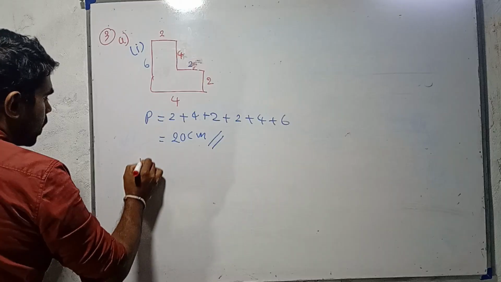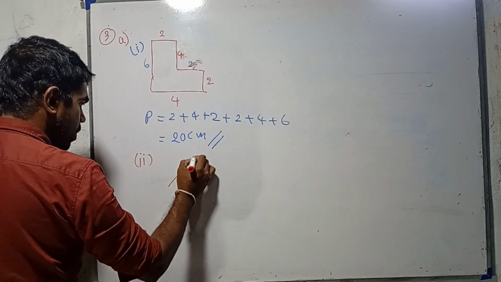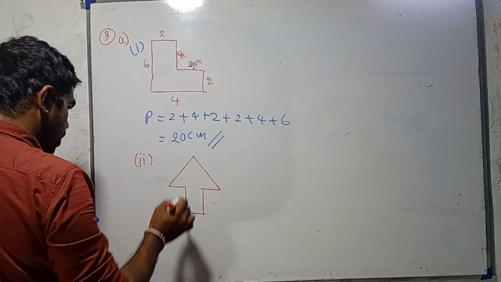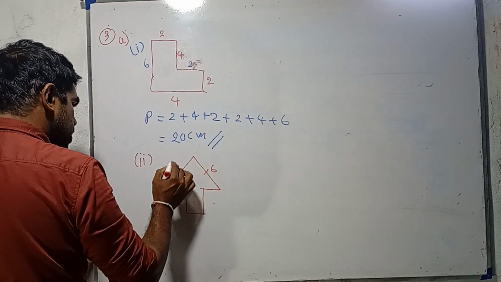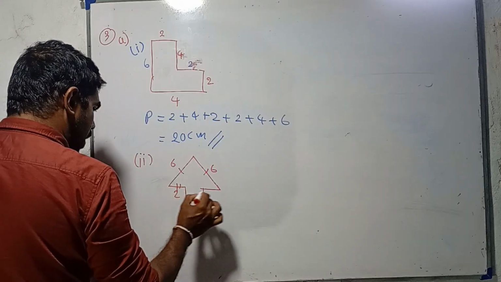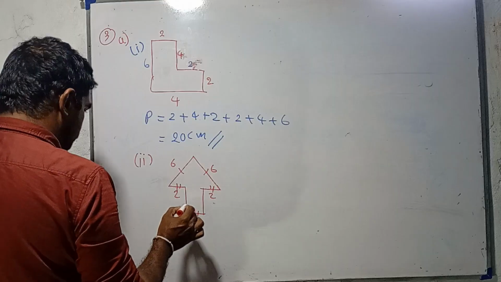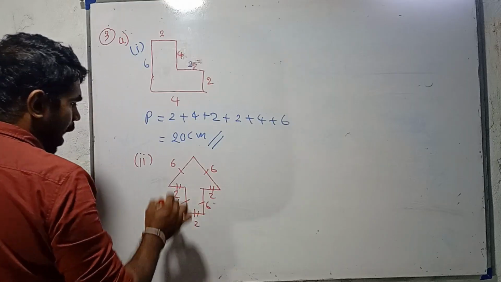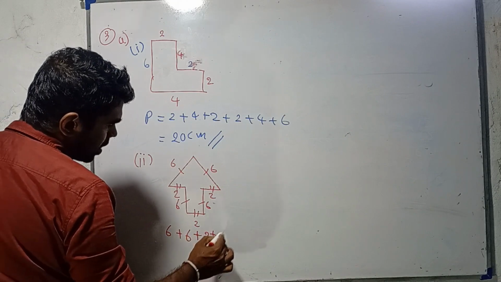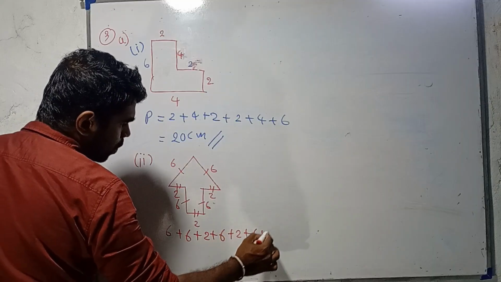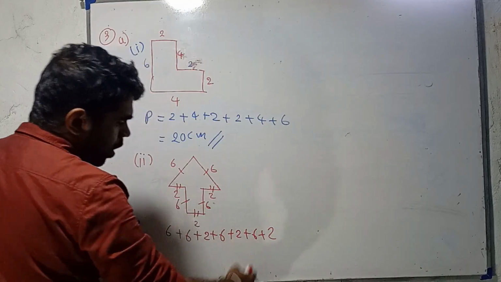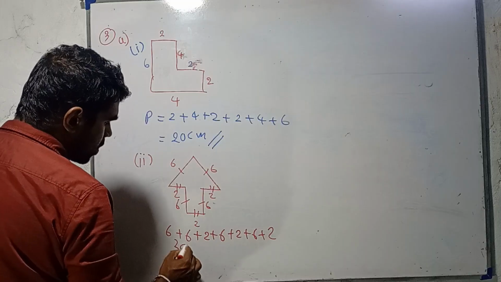Then part 2, it is like this. Six centimeters, this one also 6, this one 2, this one 2, this one 2, and these two sides 6. We have to add all sides. 6 plus 6 plus 2 plus 6 plus 2 plus 6 plus 2. 6 plus 6, 12, plus 2, 14, 20, 22, 28, 30 centimeters.